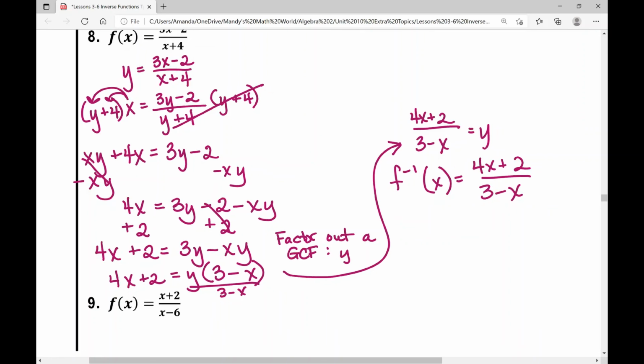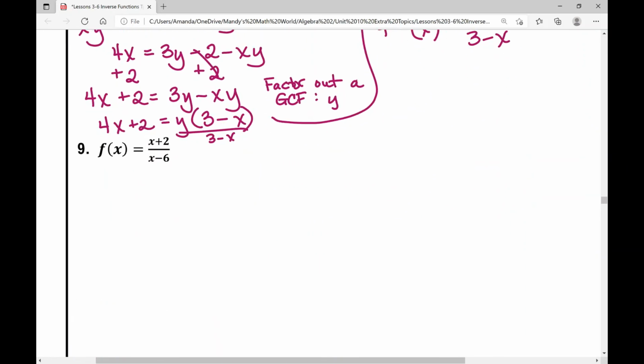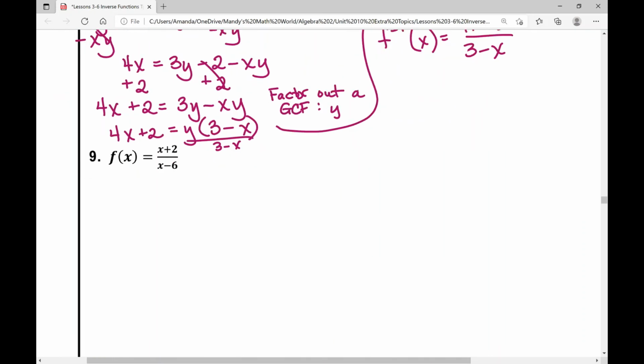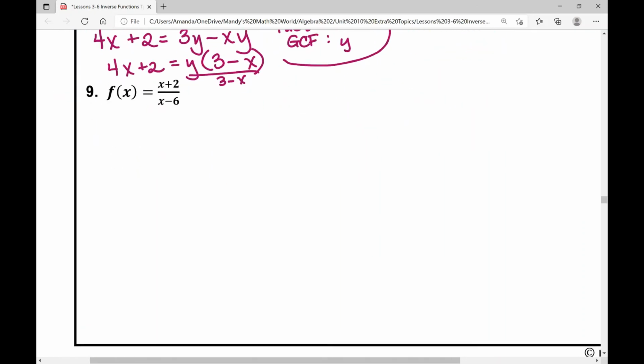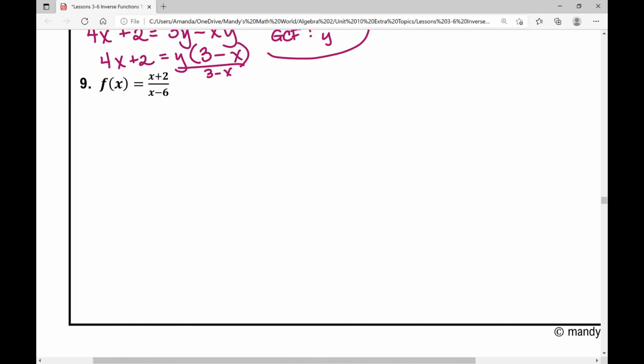Number 9. Well, I'm not going to point that out because I haven't done anything. Let's move on to number 9. This is our last example. So f of x equals x plus 2 over x minus 6.